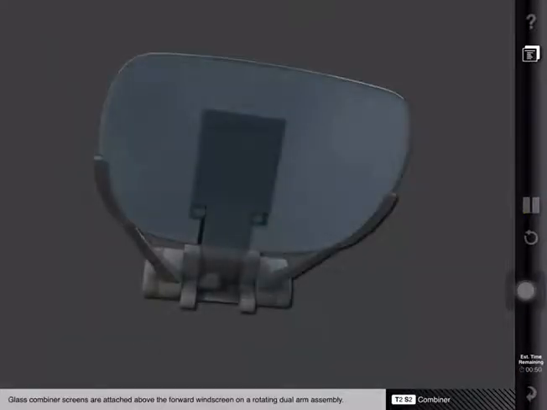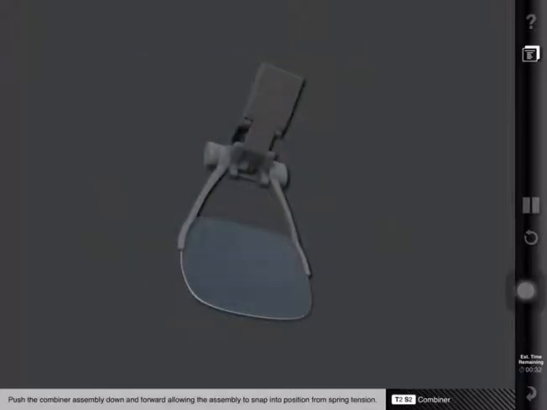Glass combiner screens are attached above the forward windscreen on a rotating dual-arm assembly. A locking mechanism is used to secure the combiner in the stowed position. Combiner release is accomplished by sliding the locking lever to the right. Push the combiner assembly down and forward, allowing the assembly to snap into position from spring tension.